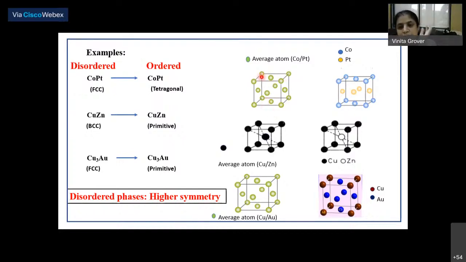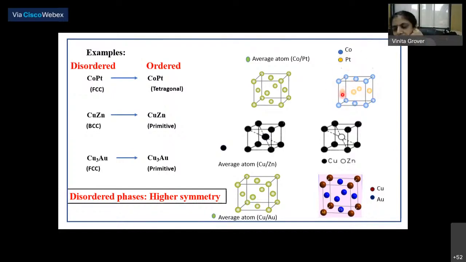So X-rays will give you that you have an FCC lattice or FCC unit cell. However, when you have ordering here, now X-rays interact with the electrons. X-rays will see some difference. There is a particular ordering. Everywhere these planes are alternating.